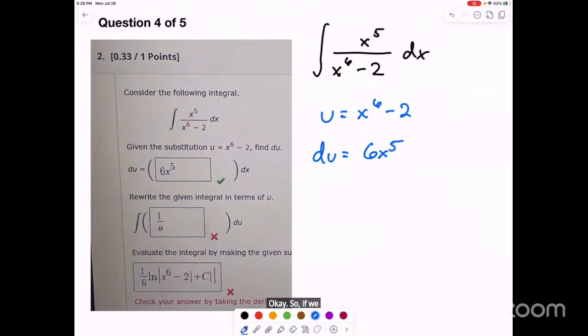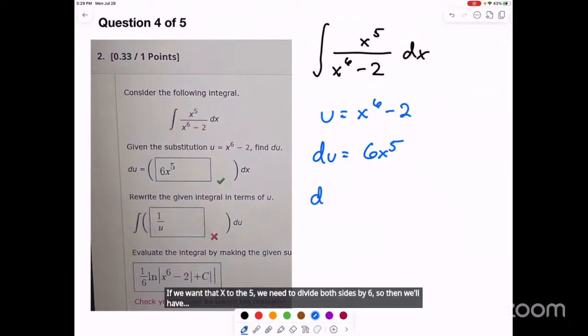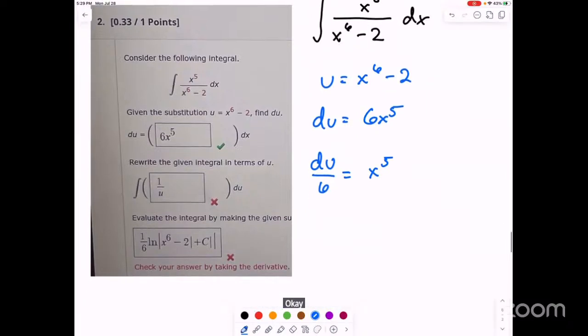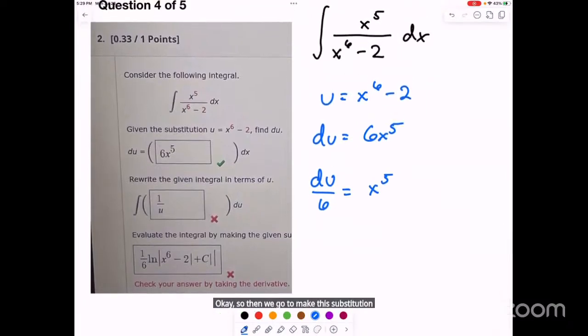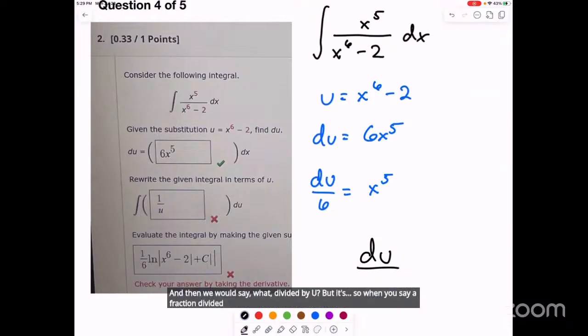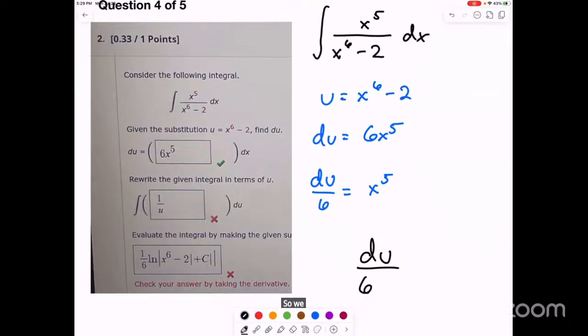So if we want an x to the 5, we already got the x to the 6 minus 2. If we want that x to the 5, we need to divide both sides by 6. So then we'll have du over 6 equals x to the power of 5. Okay. So then when we go to make this substitution, it's going to be du over 6u. Right? It's really du over 6, divided by u, and when we have a fraction divided by another fraction, keep change flip, so we get du over 6u.